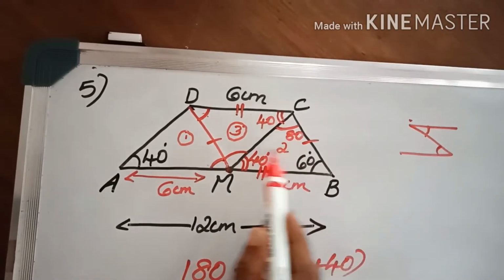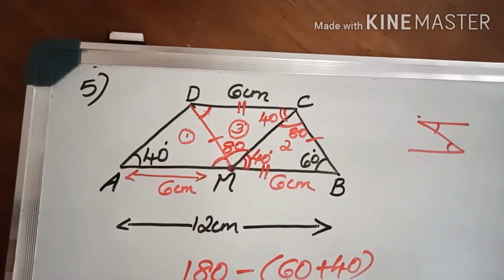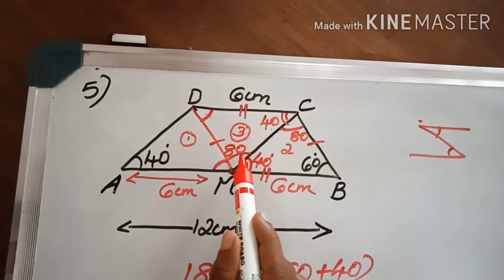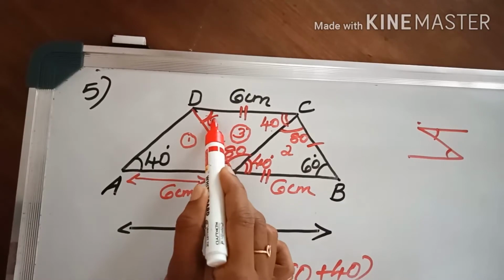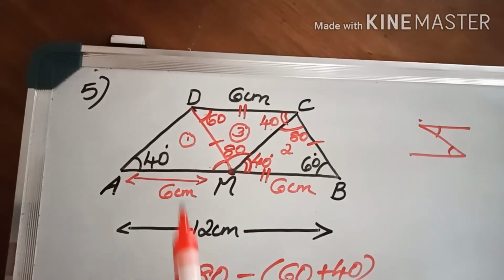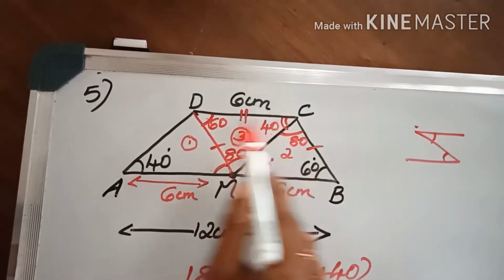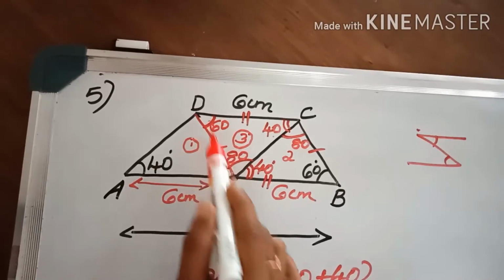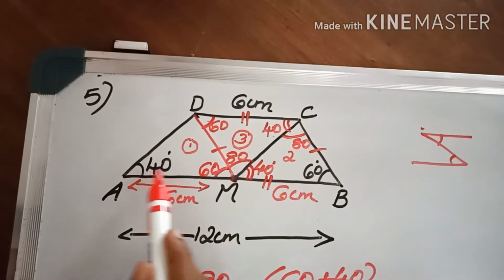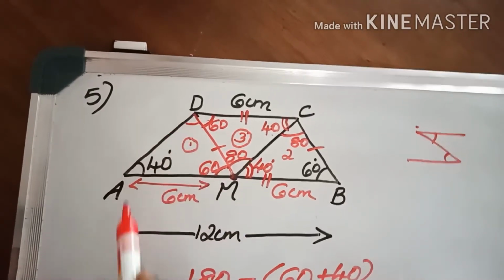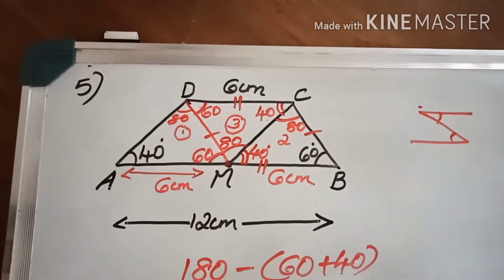So here it is 80, which means this will also be 80. Now if this is 80, 80 and 40, then the remaining angle will be what? 60 degree. Now if this is 60 degree, this will also be 60 degree. We already taught that these alternate angles are equal, so this is also 60 degree. Now 40 here, 60 here, this angle will be what? 80 degree. From one side we can find the remaining angles.